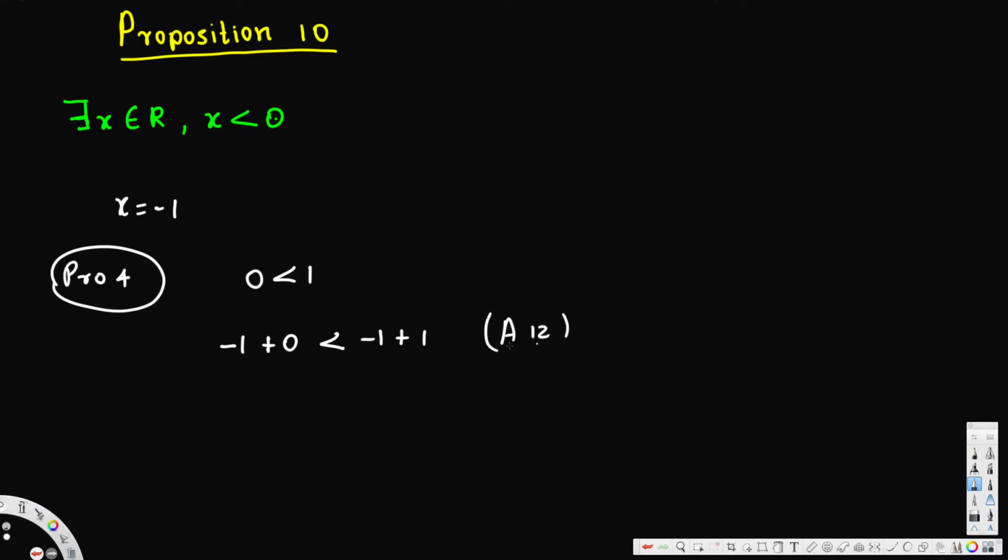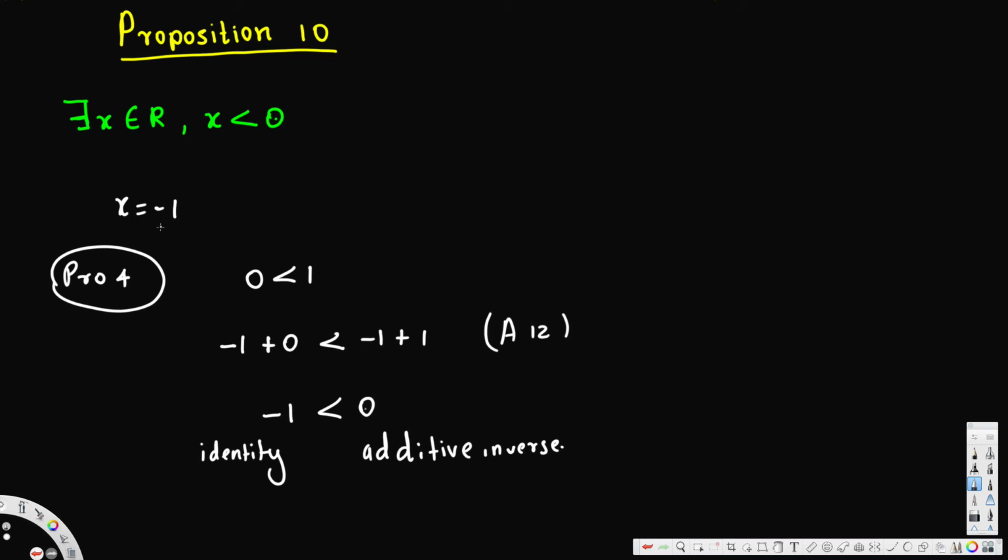Then after that, -1 plus 0 is -1 by identity of addition. That's one of the axioms that says if you add -1 plus 0, that's -1. And -1 plus 1 is going to be 0. This is by additive inverse, which is one of the axioms. So we proved -1 is less than 0.